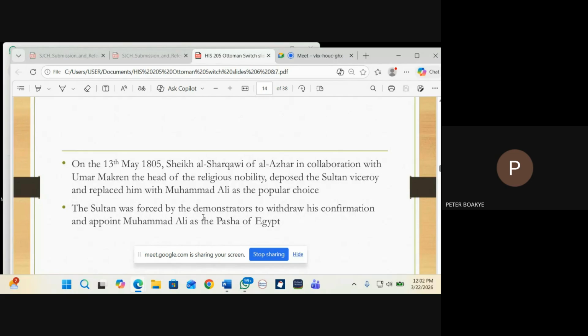Now, on the 13th May 1805, Sheikh Sharakwa of Azza, in collaboration with Umar Macklin, the head of the religious nobility, deposed the Sultan Viceroy and replaced him with Muhammad Ali as the popular choice. So the Sultan was forced by the demonstrators to withdraw his confirmation and appoint Muhammad Ali as the Pasha of Egypt.